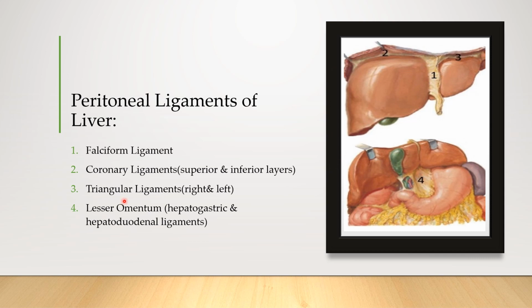And then we have the lesser omentum, which is basically an L-shaped fold of peritoneum that connects the undersurface of the liver to the lesser curvature of the stomach and the first part of the duodenum. It has two parts, the hepatogastric and the hepatoduodenal parts, which you must have studied in your previous lectures.